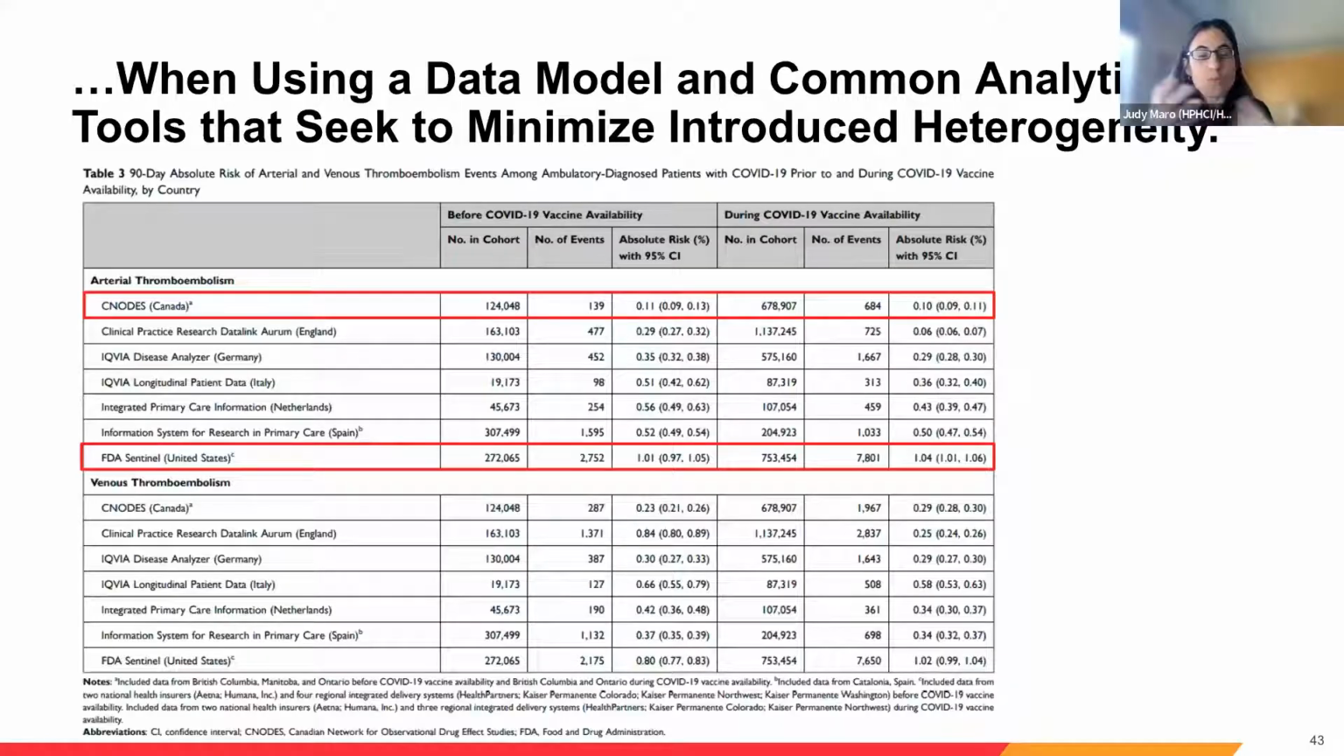And this is a study that we did together with Canada with CNODES. In this case, we used the Sentinel Common Data Model. We left the Canadian data as Canadian data. We did not map it to any other concepts, and we still had a lot of heterogeneity. And so it's just a cautionary tale to say, we want to make sure we're doing our very best with the data we have and not misrepresenting anything. Next slide.